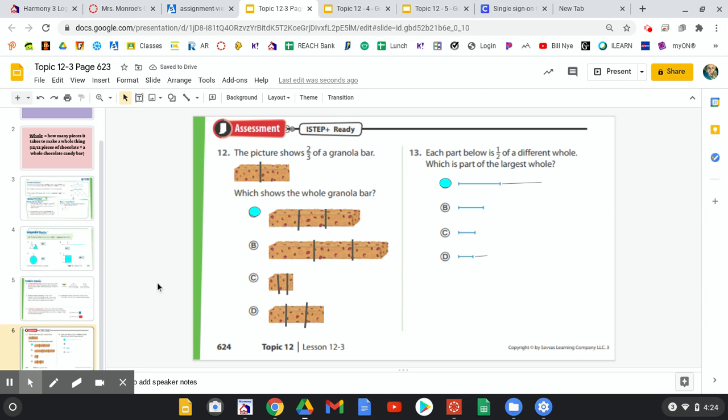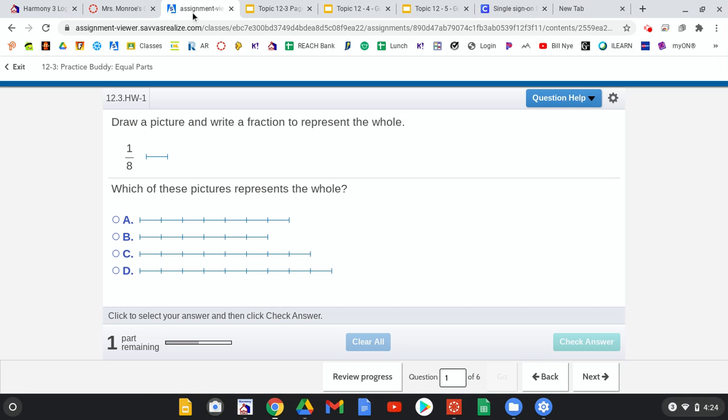Okay, so those are the ones we need to do on here and then submit. Solvus today is real easy, so it's going to give you 1/8. So this is telling you that this is 1/8 and that you need to find the whole. So all you have to do is look at the denominator down here on the bottom, and you got to find the one that has 8.